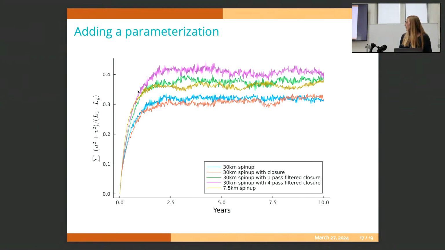But when we add the parameterization, one of them is the purple and one of them is the green, you can see that I've injected kinetic energy into the system. This doesn't necessarily mean that I am A, doing the right thing, or B, that I've captured the inverse backscatter. There's a lot of other diagnostics to check. But at the very least, I know that my parameterization has added energy into the system. And so our goal would be to further improve the green and the purple line in the parameterization scheme.